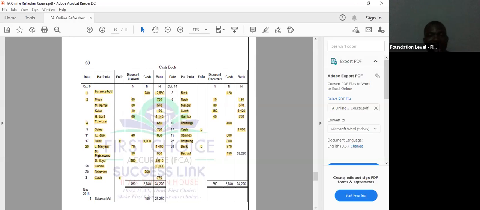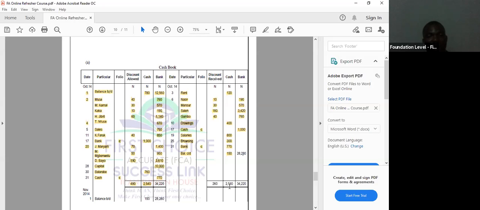So after you are done with that, we now add everything together. Now, if we add everything together, this one will give us 490. Your discount allowed is 490. Your cash is actually 5,000, 2,540. Your bank column is 34,220. Now that you have that, we now have discount received, which is 260. Your cash also is 2,540. The reason why we have 2,540 there is because we have done the balancing figure already.